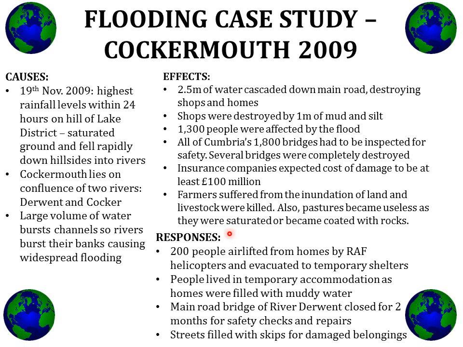And the responses to the flooding: 200 people were airlifted from homes by RAF helicopters and evacuated to temporary shelters. People lived in temporary accommodation for months, maybe even a year or two, as their homes were filled with muddy water. The main road bridge over the River Derwent was closed for 2 months for safety checks and repairs, and the streets were filled with skips for damaged belongings.